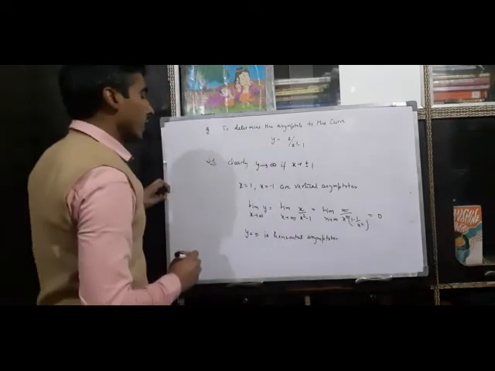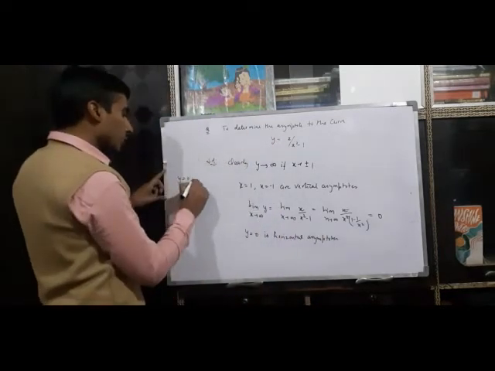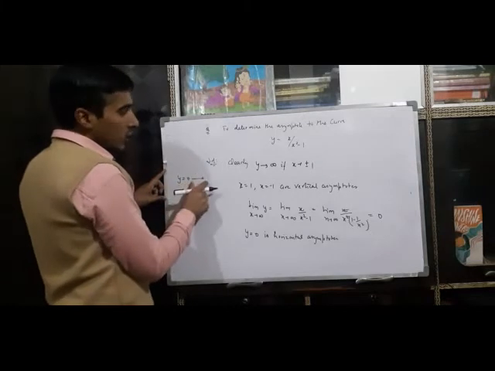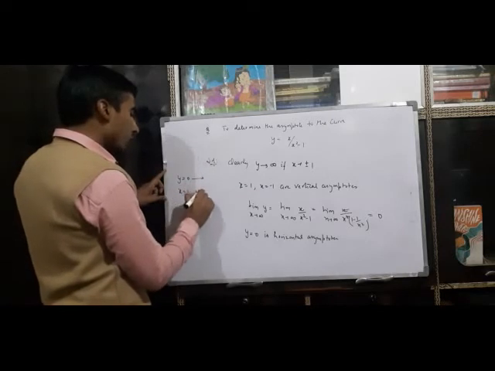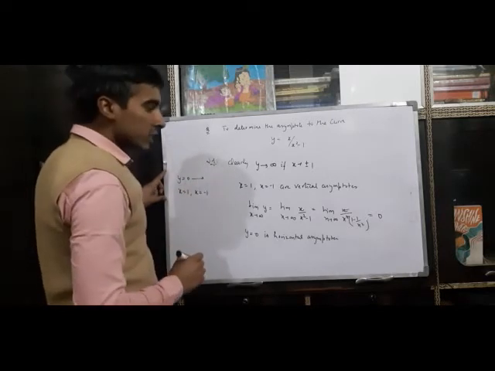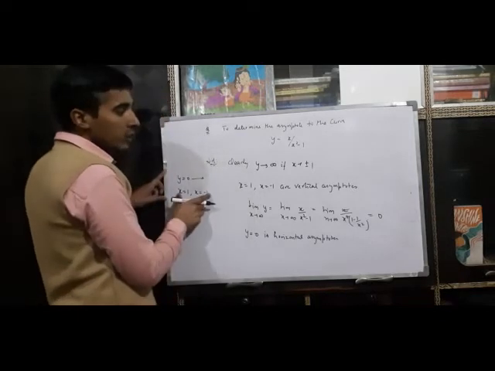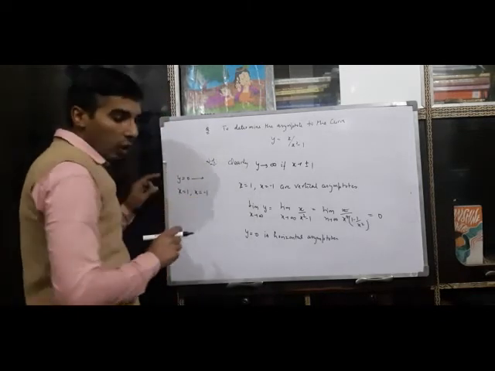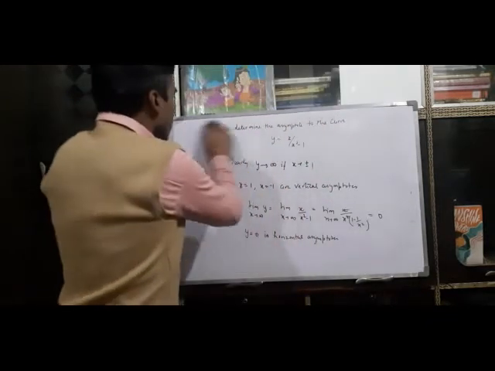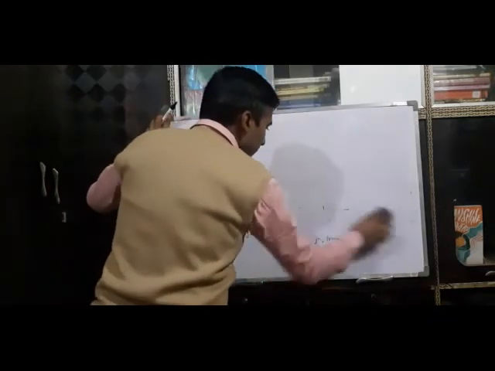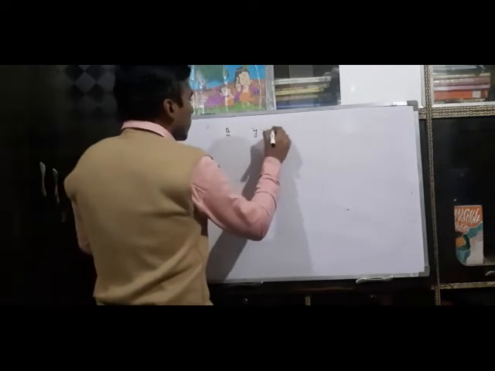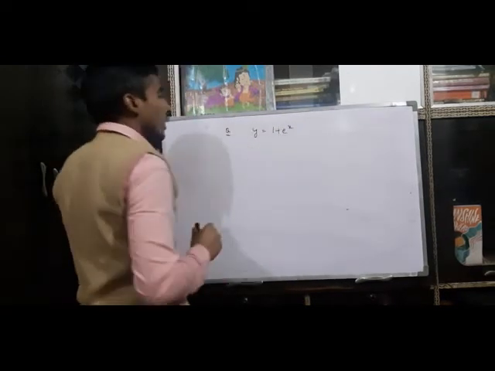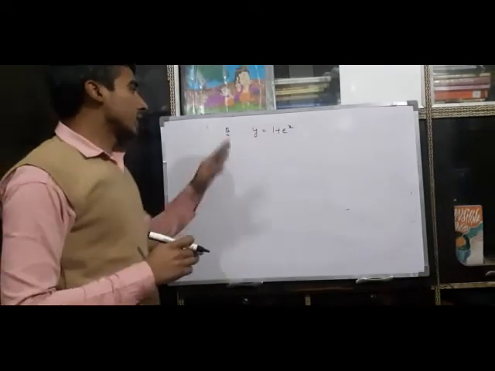So the given curve has 3 asymptotes. y equal to 0 is an asymptote parallel to the x-axis, and x equal to 1 and x equal to minus 1 are vertical asymptotes, or you can say the asymptotes parallel to the y-axis. Now we consider another example. Suppose y is equal to 1 plus e raised to power x, and we have to determine the asymptotes to this curve.